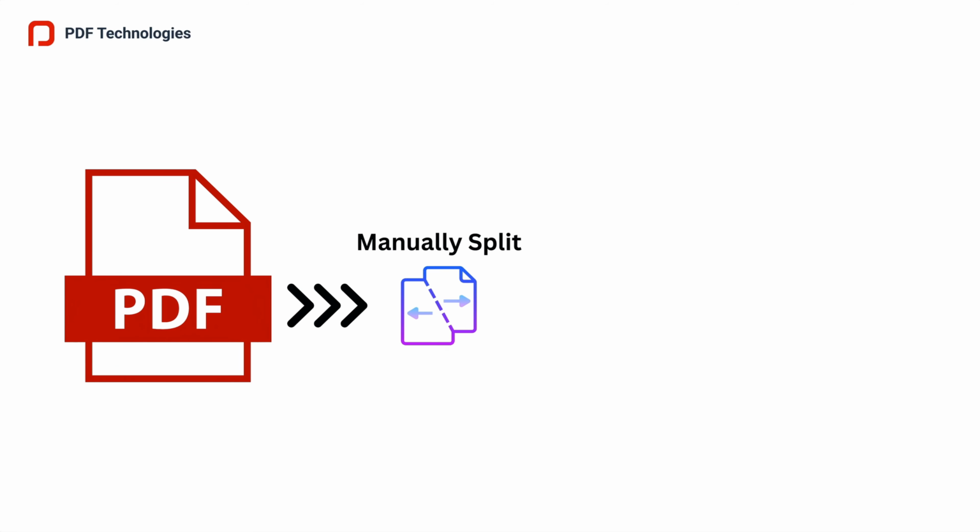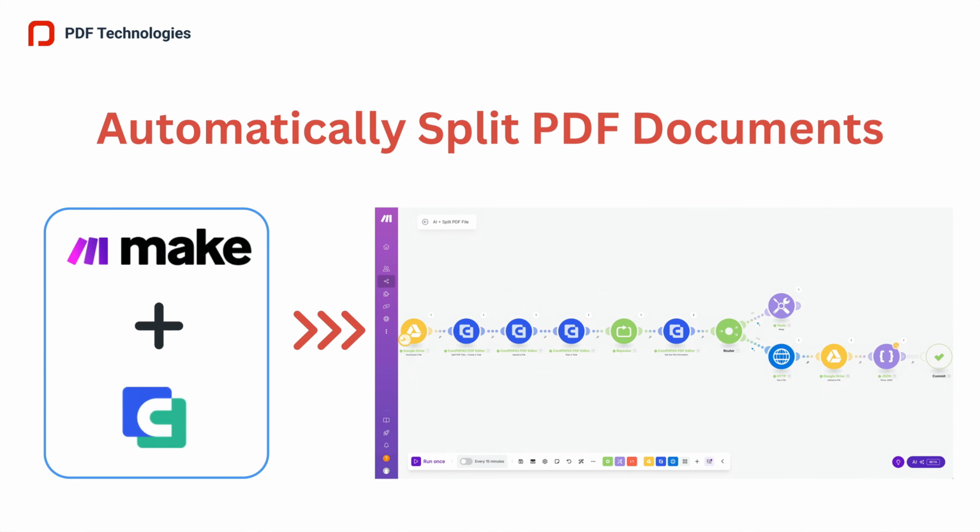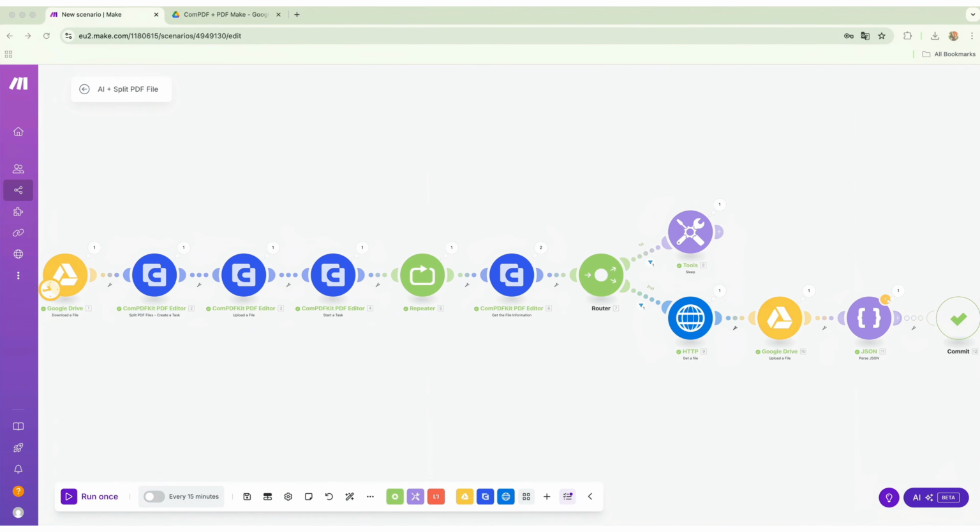Are you still manually splitting your PDF documents one by one? It's time to automate the process with Make. You just need to build an automation flow like this. Then click Run once to split your PDF documents.